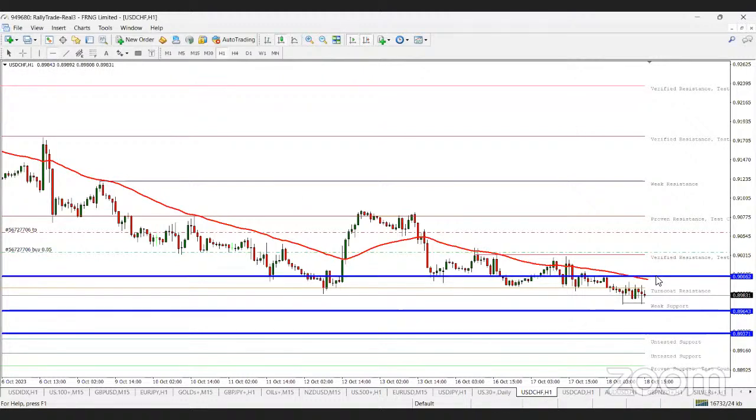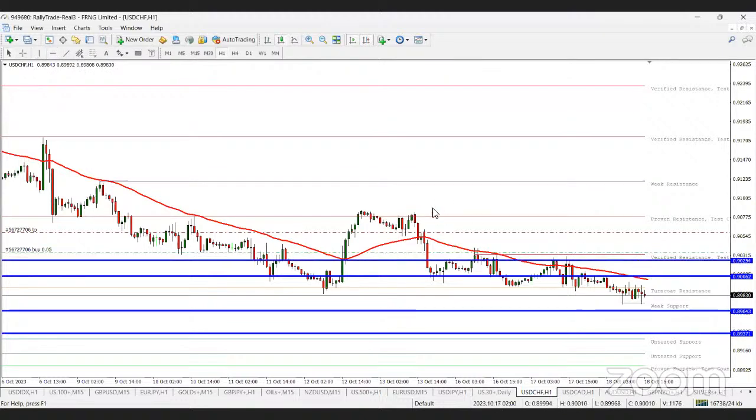But if it breaks above 0.960, which I actually expect it to do, if it breaks above 0.960, then we should expect it buying to 0.90250.